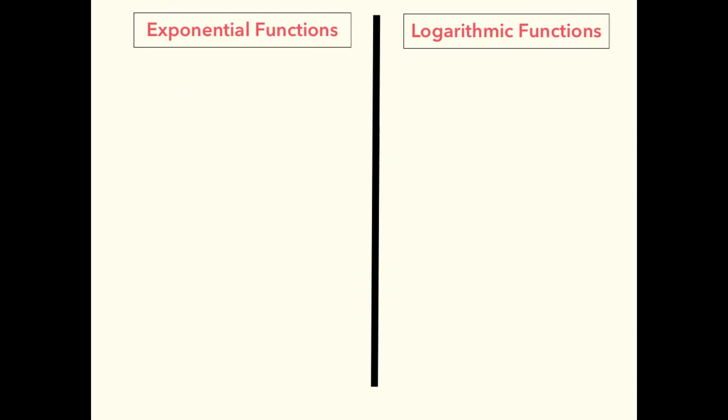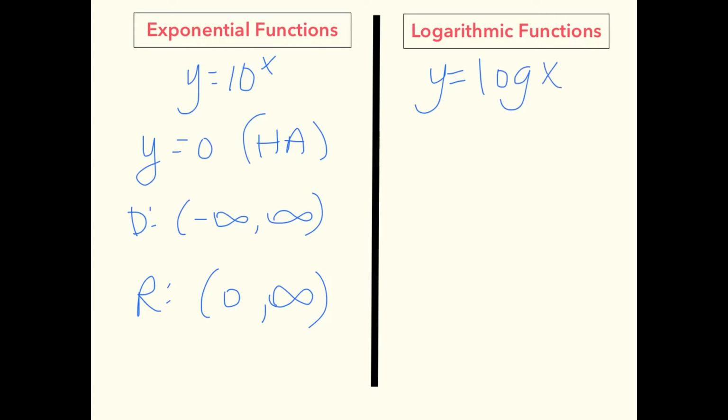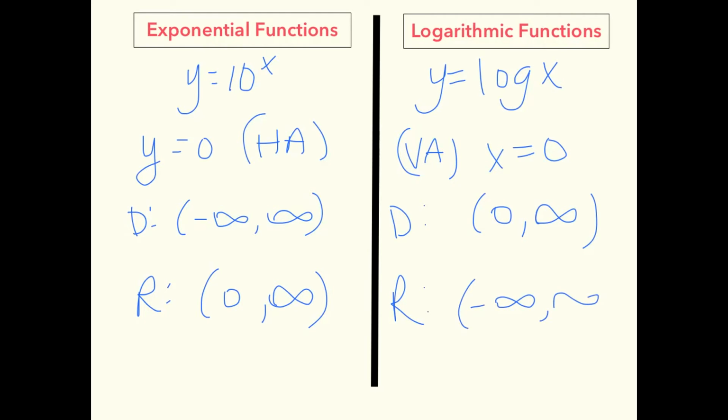So to summarize that up really quickly, your exponential function has a horizontal asymptote at y equals 0. Its domain is all real numbers, or negative infinity to positive infinity, and the range is 0 to infinity. Don't forget that that's a parentheses and not a bracket around that 0. Whereas your logarithmic function, it has a vertical asymptote at x equals 0. Your domain is 0 to infinity with that parentheses, and your range is all real numbers, or negative infinity to positive infinity.